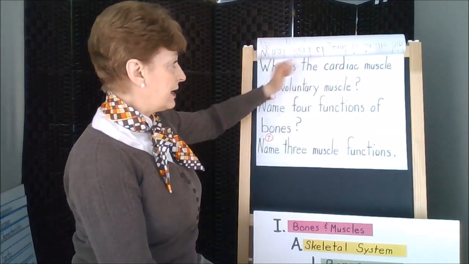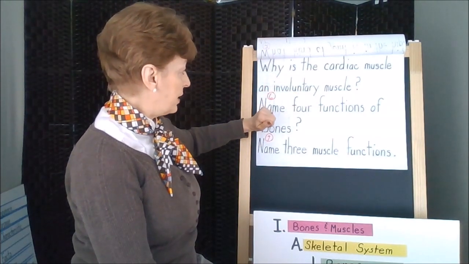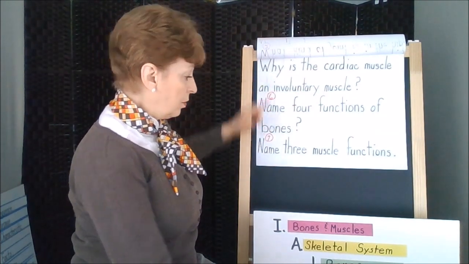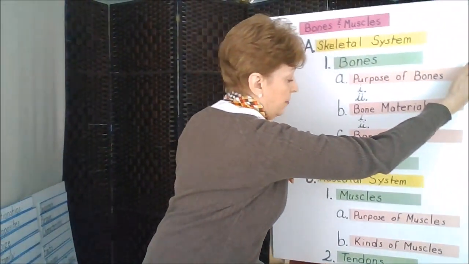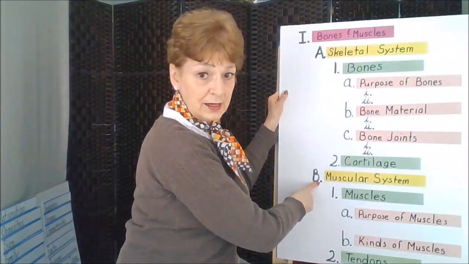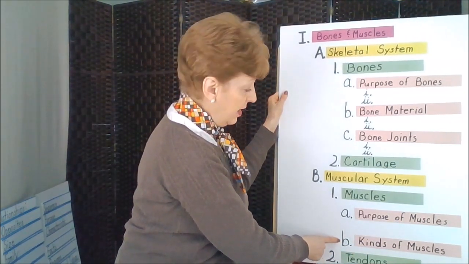Here we have a question on cardiac muscle being an involuntary muscle. So we would go back to our book under the muscle system and kinds of muscles. It would probably be here under kinds.